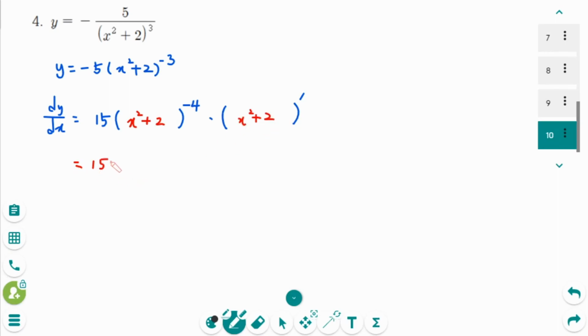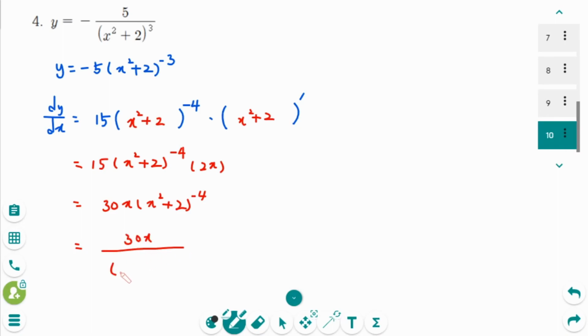Then 15 times (x squared plus 2) to the power of minus 4. (x squared plus 2) prime equals 2x. Then simplify: 30x times (x squared plus 2) to the power of minus 4. Then we can rewrite as 30x over (x squared plus 2) to the power of 4.